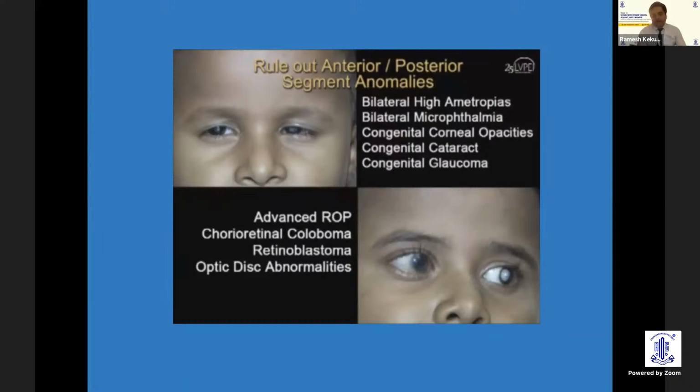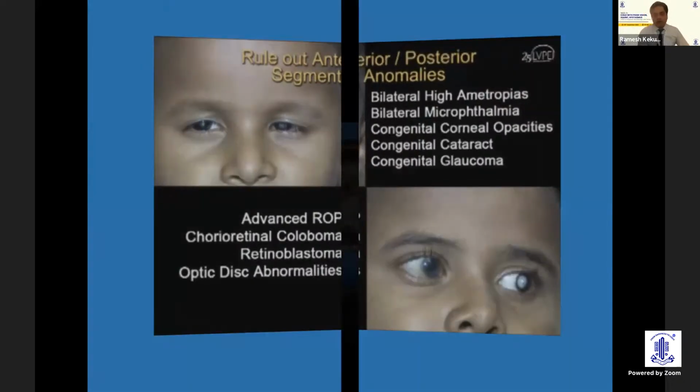So the anterior and posterior segment anomalies, which are listed here, I think are pretty easy to pick up with a comprehensive examination of the anterior segment and also the posterior segment. And always remember, in an infant, vision assessment and the strabismus or eye movement assessment go hand in hand. It's not like, okay, I've done the vision assessment, let me do a strabismus or nystagmus evaluation. Everything goes in one go.